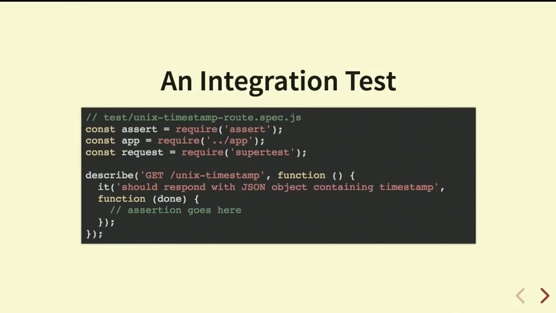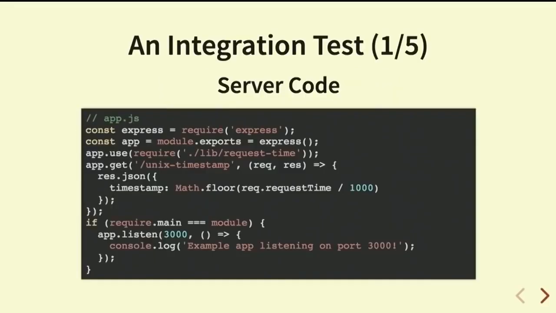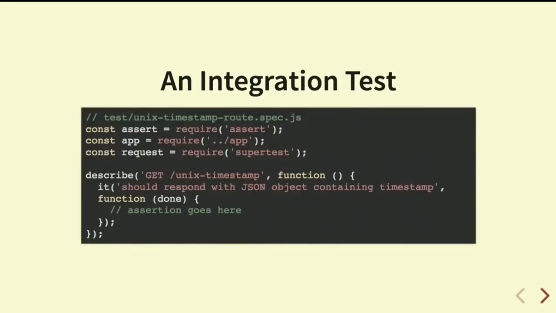I haven't used it too much, but here it is. So Supertest. And so we have our assert. As before, we have our app. And so this was that thing I just showed you, this is app.js. And so we pull that in, and we have our suite, get Unix timestamp.